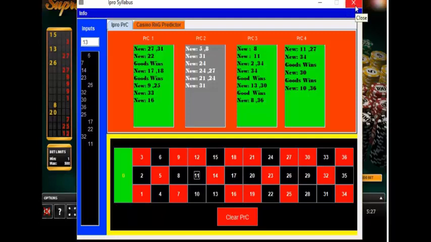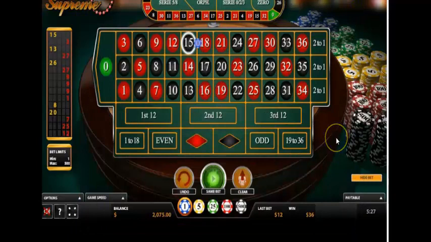The iProLogic syllabus is truly an amazing software, and once used properly, it's going to make a huge difference in your life. We started with a $2,000 bankroll, ended up $2,075 in less than 30 minutes with an actual playtime of less than 15 minutes. Wow, that means you could have made $100 in a half hour.